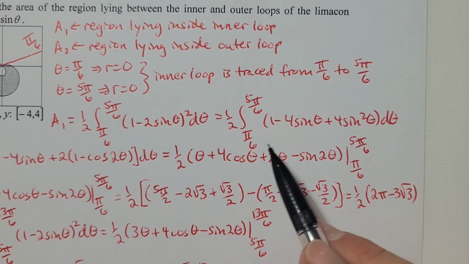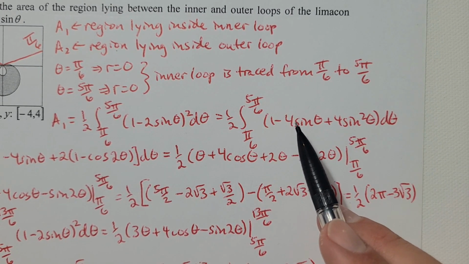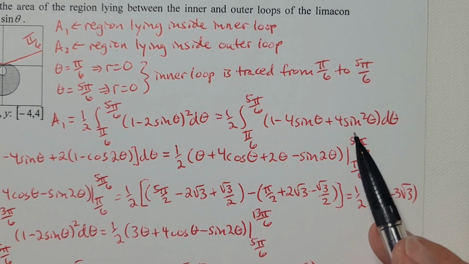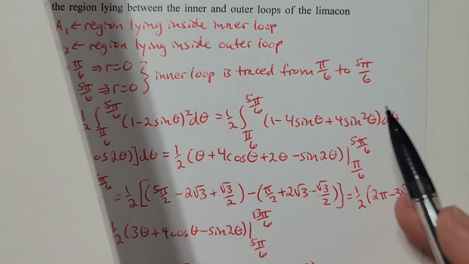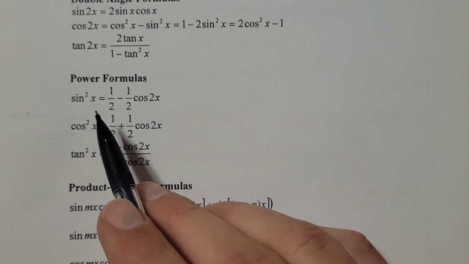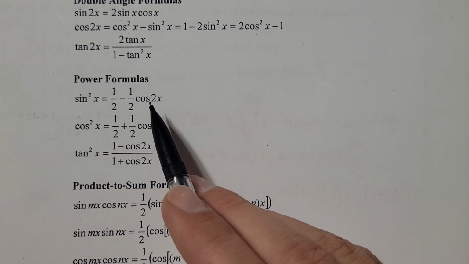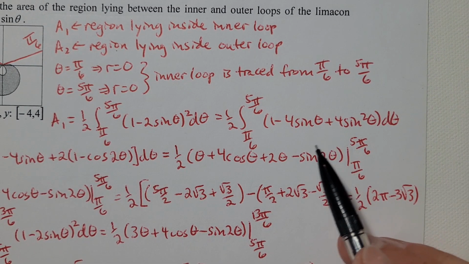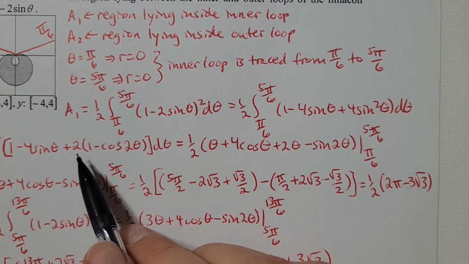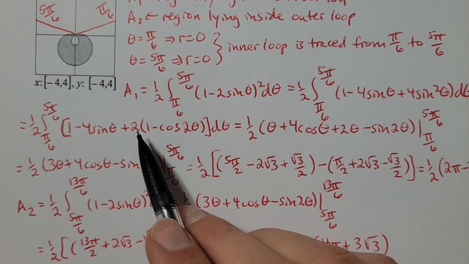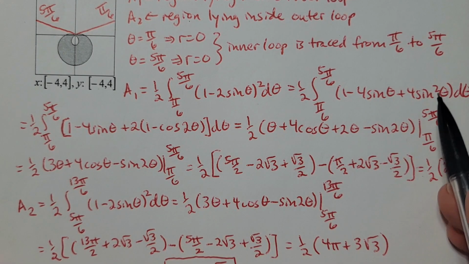Okay, the first two expressions I can get the antiderivative right away. It's just that 4 sine squared theta. I'll use the power formula for sine squared theta. That's 1/2 minus 1/2 cosine 2 theta. And let's see, 4 times 1/2, that's 2, right? And so I got 2 times 1 minus cosine 2 theta from that part there.